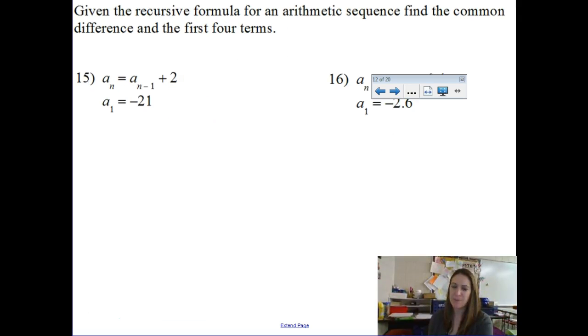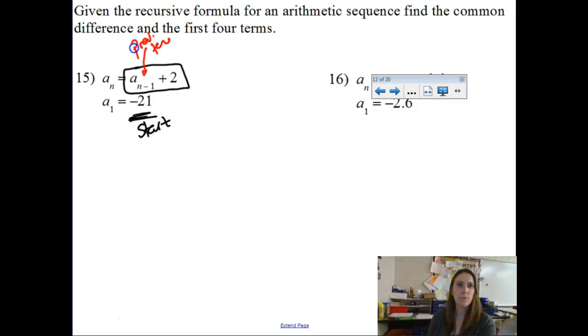Patterns, huh? Alright, this might be new. This is called a recursive formula, or a recursive sequence. They give you a general formula here, and then they give you a place to start. It says that in order to move along in your formula, you take the previous term and then you add 2. They want to know the common difference and then the first 4 terms.